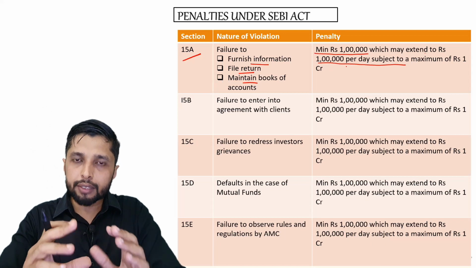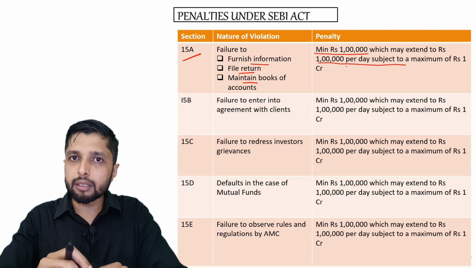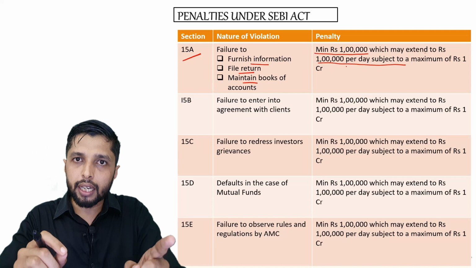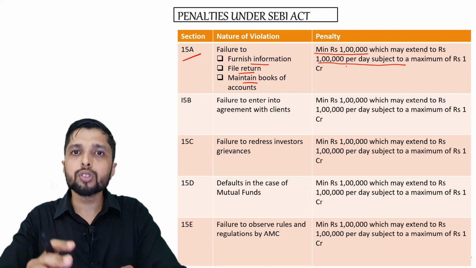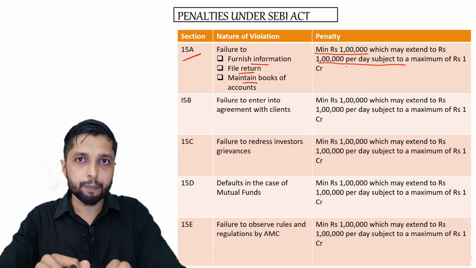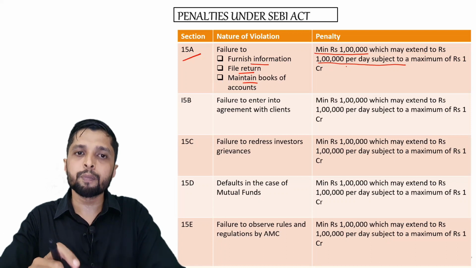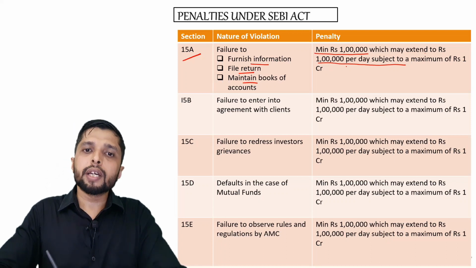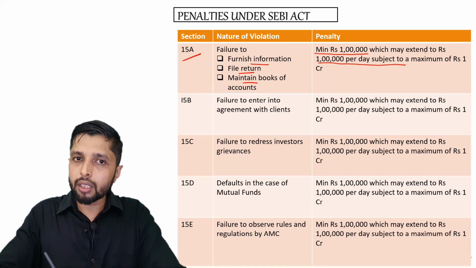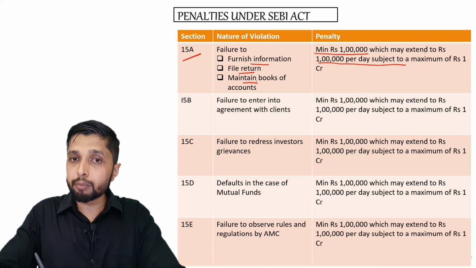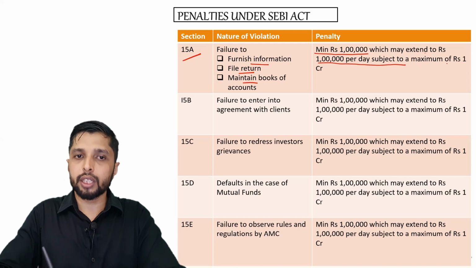Okay, so it is very easy to answer those questions because most of the penalty under section 15A to 15HB, most of the penalties are same. The quantum of penalty is same in most of the sections. Okay, so first one is failure to furnish information, file return, maintain books of accounts, and the penalty is minimum rupees 1 lakh, which may extend to rupees 1 lakh per day subject to maximum of 1 CR.